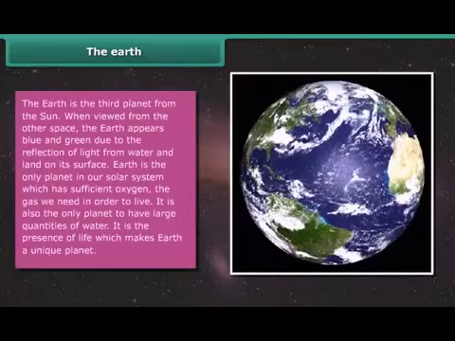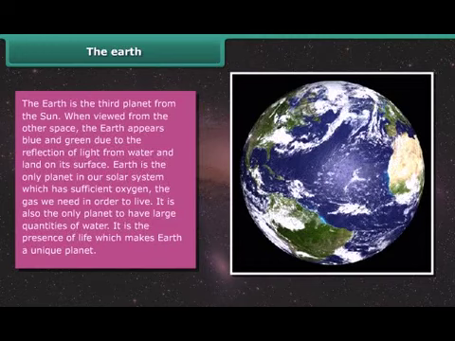The Earth is the third planet from the Sun. When viewed from outer space, the Earth appears blue and green due to the reflection of light from water and land on its surface. Earth is the only planet in our solar system which has sufficient oxygen, the gas we need in order to live. It is also the only planet to have large quantities of water. It is the presence of life which makes Earth a unique planet.